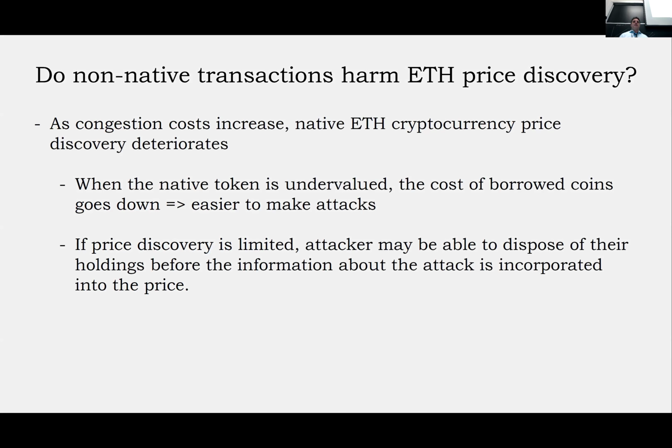Okay, so now what happens if congestion costs go up? It means that the native cryptocurrency, in this case the native Ethereum cryptocurrency, price discovery might actually become lower, right? They might deteriorate. The reason is that the native token becomes undervalued if there are few transactions involving this native token, because they cannot get on chain due to the fact that other non-native transactions are taking the priority, maybe with a higher fee, as they have a larger urgency to trade. Then the cost of borrowed coins goes down because it's easier to borrow native tokens, the price is lower.